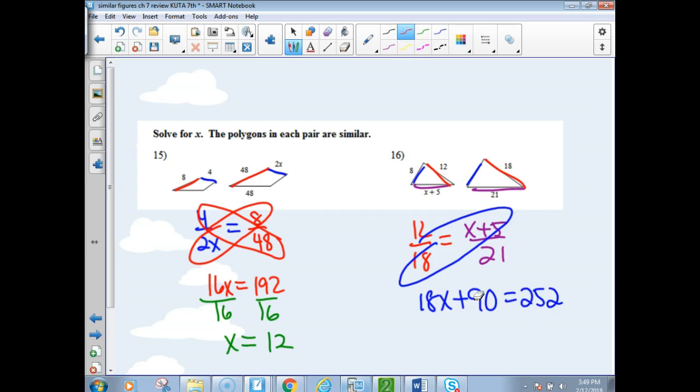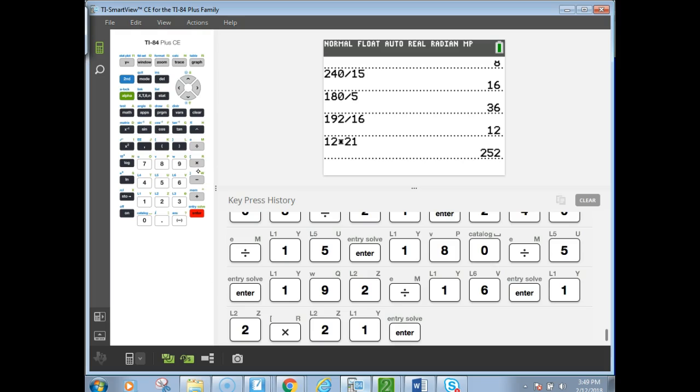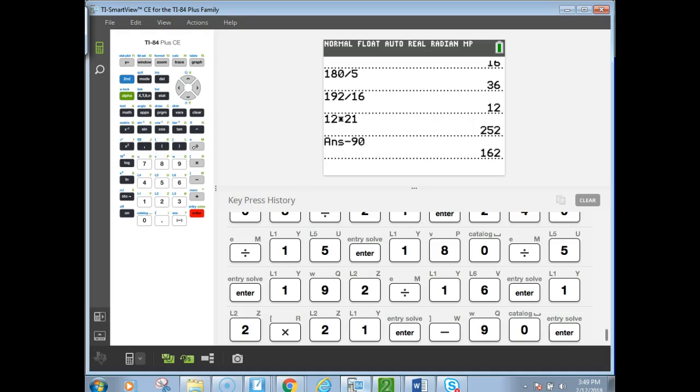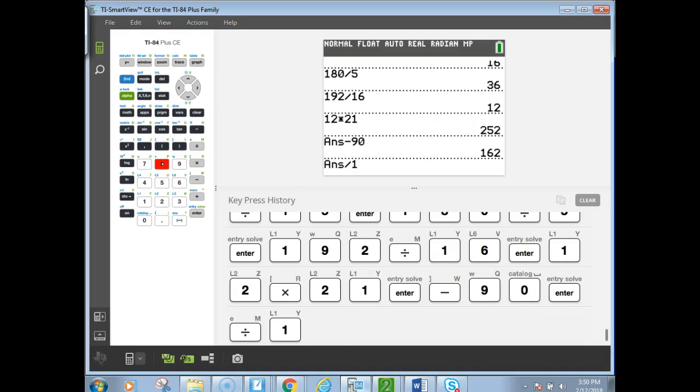Need to subtract 90. And 18 times x is going to be 252 minus 90. Got 162. Then I need to divide that by 18. So I go 162 divided by 18. I go back to my calculator and hit divided by and then punch in 18. Got 9.